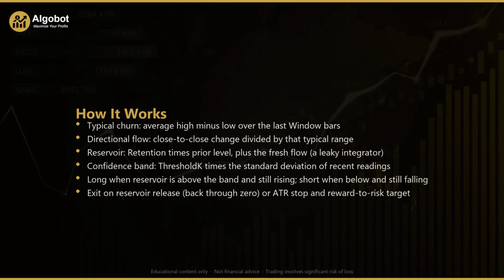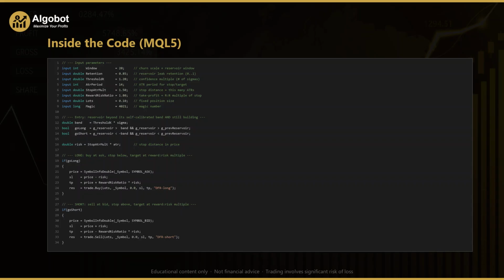The second exit is a hard volatility stop and target. The stop distance is set at stop ATR multiple times the ATR, default 1.5, and the take profit is placed at the reward to risk multiple of that distance, default 1.8. Both breathe with volatility, and the system never adds to an open position. Let's read the actual MetaQuotes code on screen, just as you'd see it in MetaEditor. At the top are the inputs.